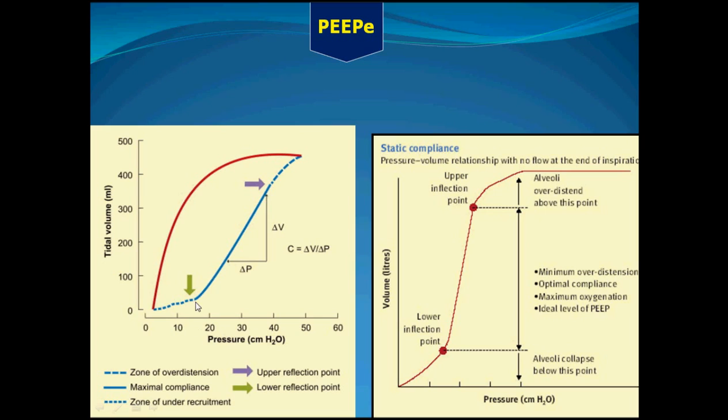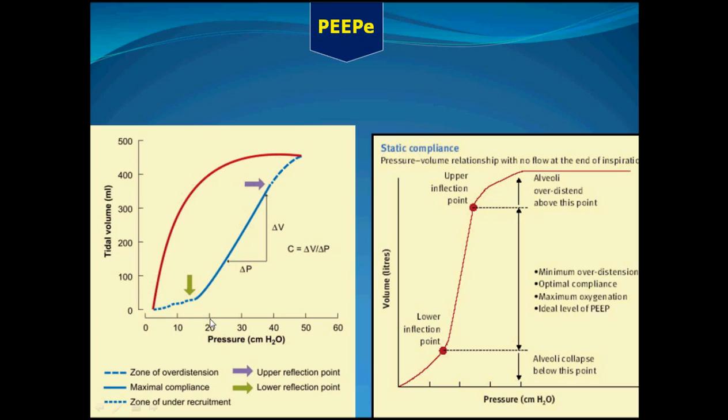from this point. At end of expiration, these dependent alveoli should be open, should not be closed, should not be atelectatic. If you put 1 to 2 centimeter water more than the lower inflection point, I expect that the dependent alveoli will be open at the end of expiration. So this is the part we usually use.